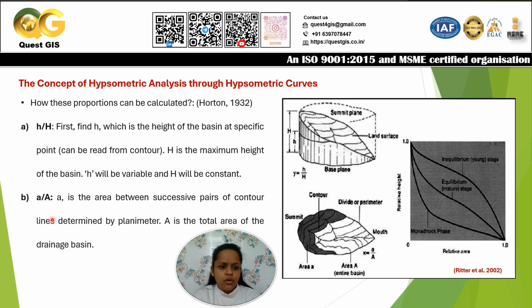And then comes a/A. Small a is the area between consecutive pairs of contour lines, determined by planimetry. Here you see there are two contour lines forming one area. You calculate this area as small a, and capital A is the total area of the drainage basin. When you combine these two parameters at different points, you get such curves.